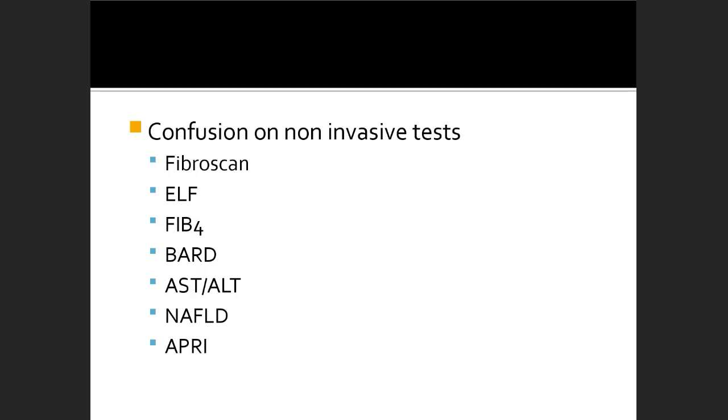FIB4, BARD, the AST to ALT ratio, NAFLD score, APRI. And these are all fairly straightforward. ELF is probably not straightforward because you need lots of weird things you can't get hold of. Well, P3NP is one of them. But the others you can do from the data that we've got, clinical or laboratory tests.